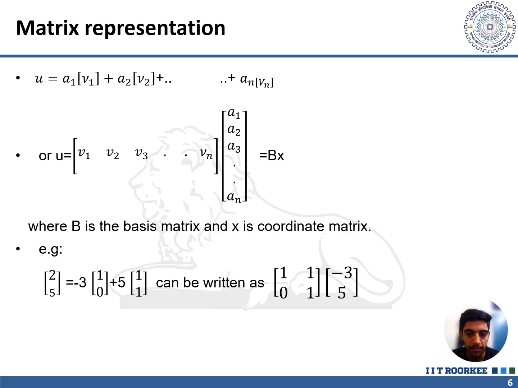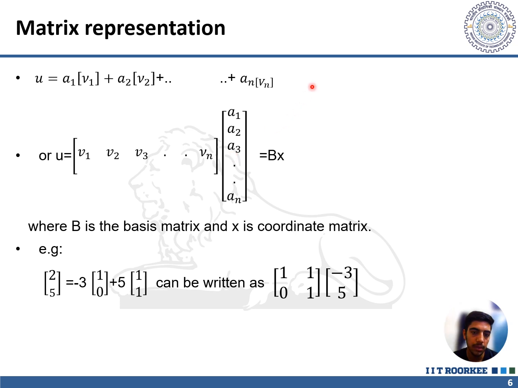So now, instead of simply doing multiplication and addition, we can use the matrix representation of the linear combination. As you have seen, we have written the vector u as the linear combination of these basis vectors, which are represented as the columns of this matrix B, also called the basis matrix. The columns of the basis matrix are the basis vectors, and these basis vectors are linearly independent of each other.